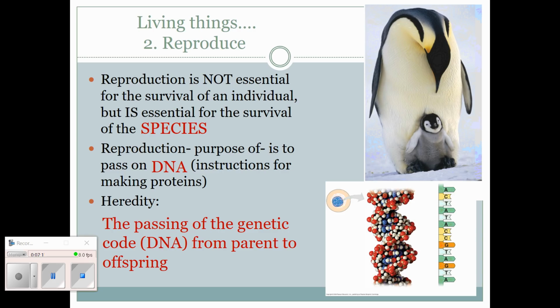Organisms, an individual does not have to reproduce in order to survive, but it is essential for the survival of the species for reproduction to happen. Reproduction's purpose is basically to pass DNA on to the next generation. DNA, of course, are the instructions for giving you your characteristics. Heredity is defined as the passing of the genetic code or the DNA from one parent to the offspring.